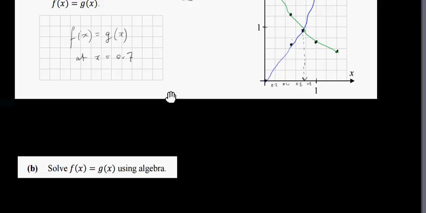Now in the next part they actually ask us to do this algebraically. Solve f of x is equal to g of x algebraically. So you just write down the two functions. Our two functions are 2 over e to the power of x, and we want that to be equal to our g of x, which is e to the power of x minus 1.